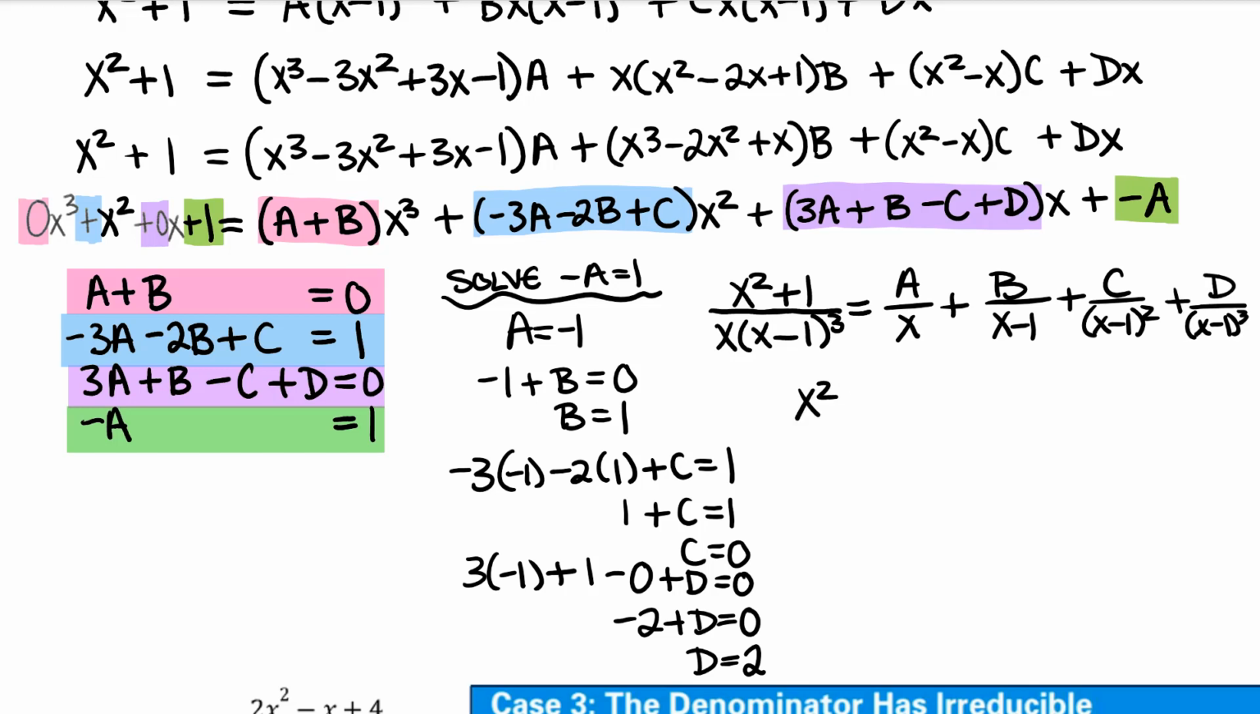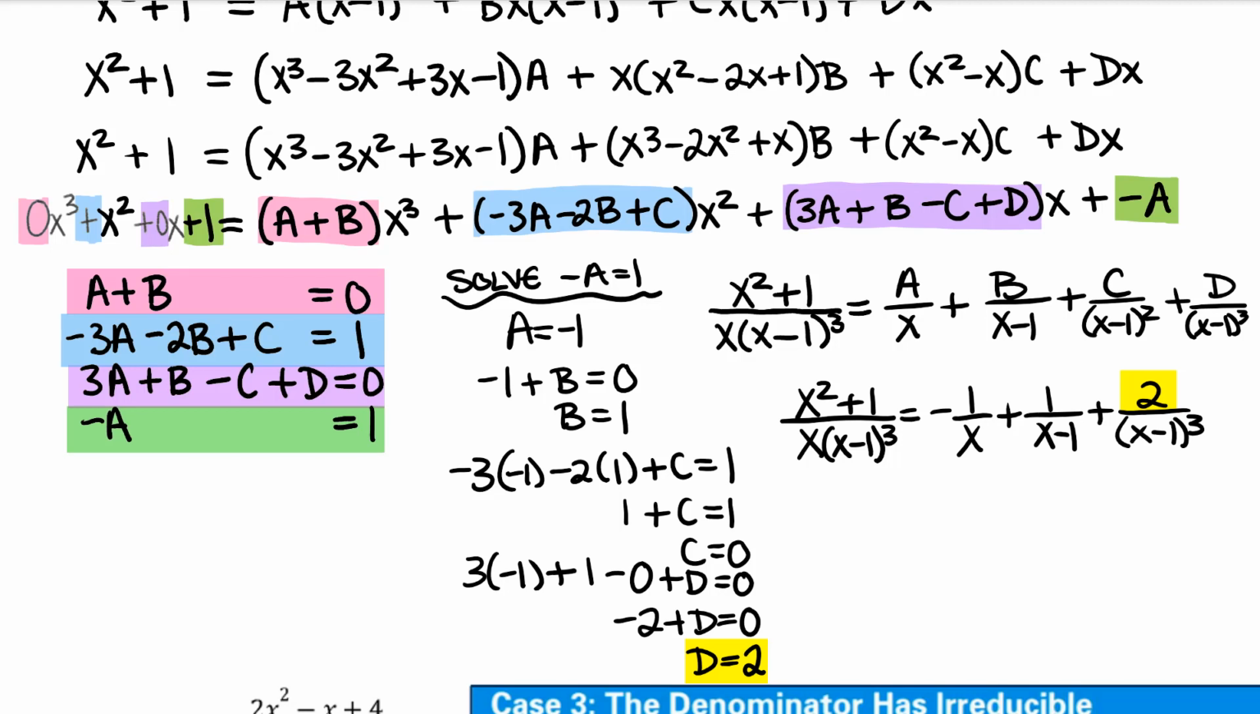So the partial fraction decomposition for x squared plus 1 over x times (x minus 1) cubed is negative 1 over x plus 1 over x minus 1 plus 0 over (x minus 1) squared plus 2 over (x minus 1) cubed.